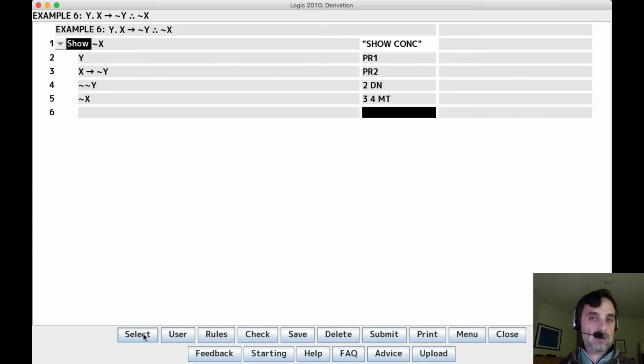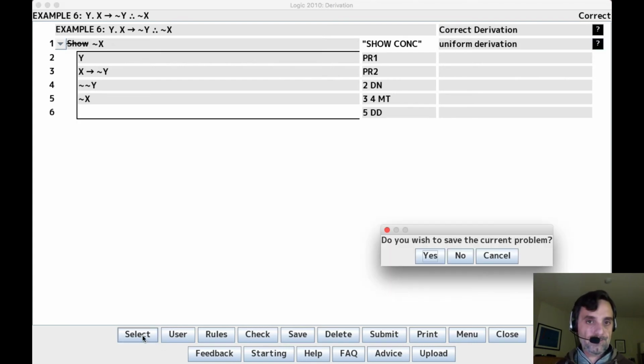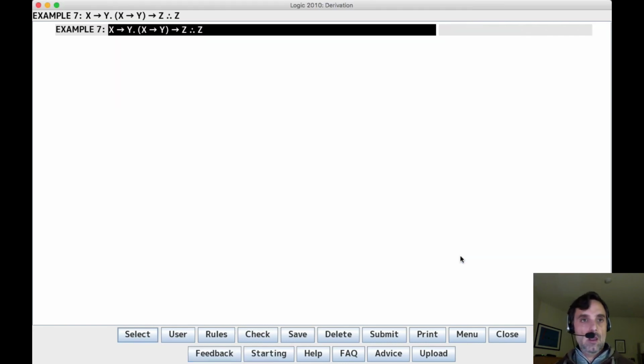That gives us not X, right? Modus tollens says if you have a conditional, you have the negation of the consequent of the conditional, you can have the negation of the antecedent. So the antecedent of line 3 is X, so with modus tollens we get not X. That is our conclusion, so we can say 5 direct derivation, and that's a correct derivation. Oh, we've already done this one. So those are our examples, okay? So I hope those are helpful.